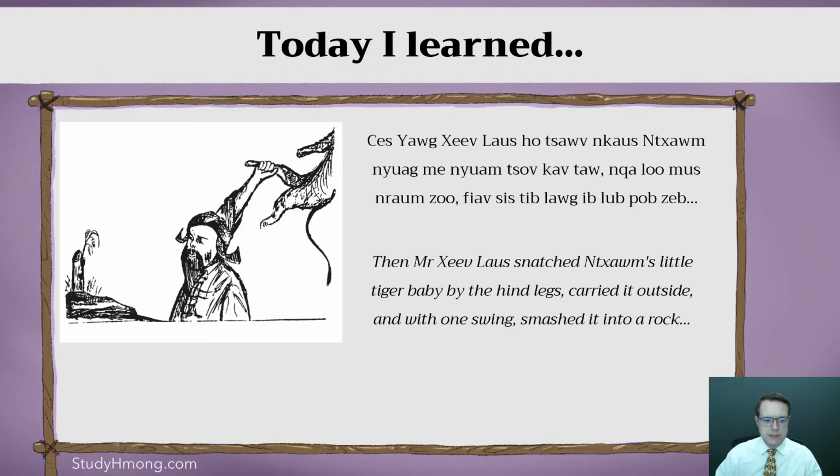So then Mr. Sang Lao snatched Nzao's little tiger baby by the hind legs and carried it outside, and with one swing, smashed it into a rock. Now, I'll leave his intentions up to your imagination again, but I thought this was interesting just because it also came with an illustration. So you can see how swing is used specifically here. If there's anything to be learned from this, it's that many Hmong do not like tigers.